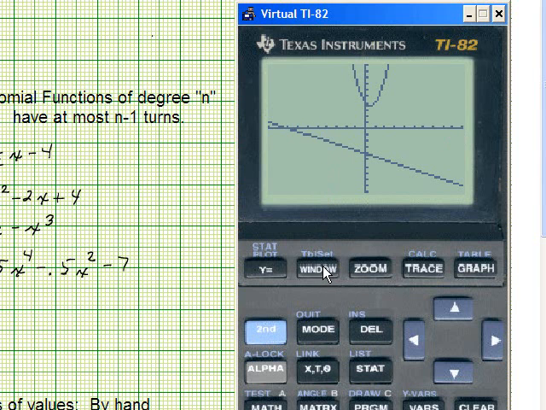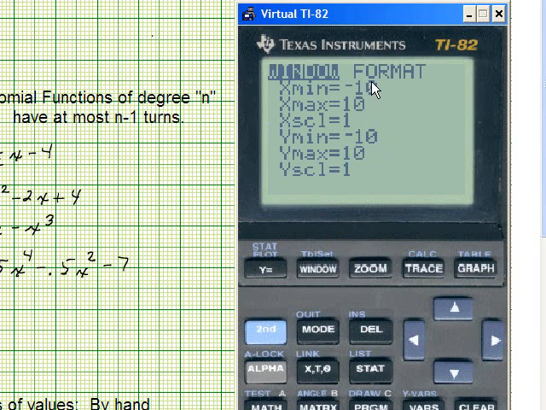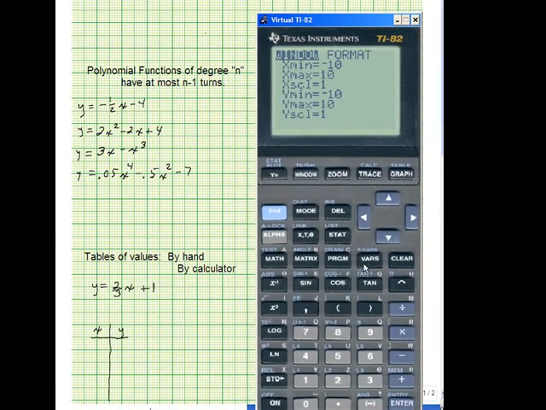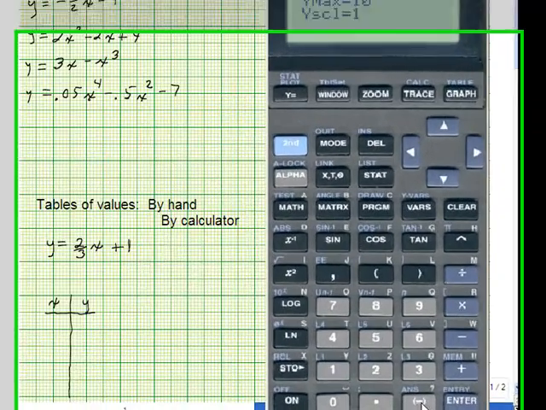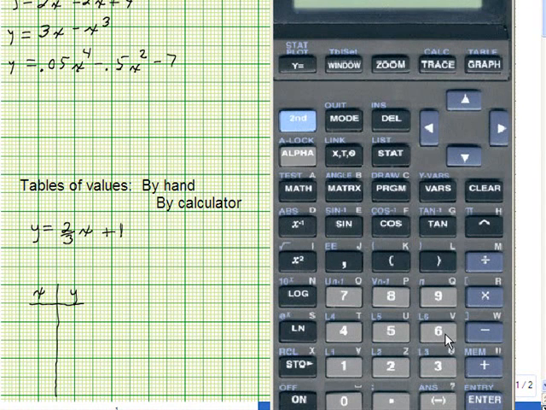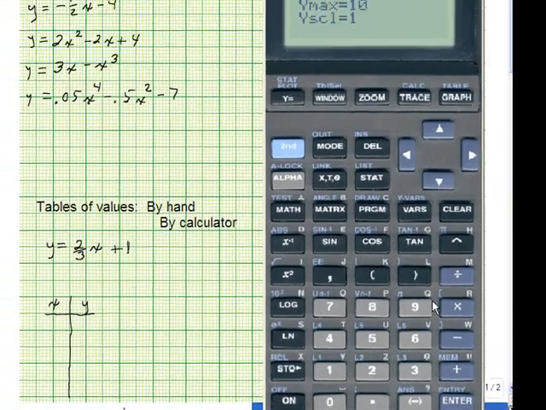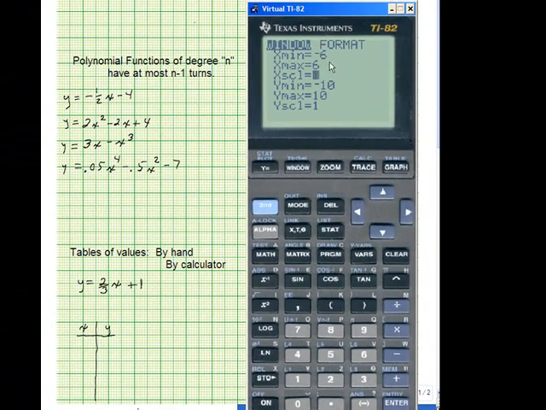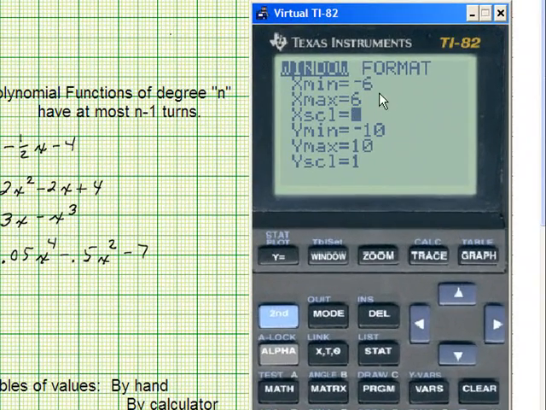I hit the window key, and instead of taking my x all the way from -10 to 10, I'm going to cut back on that a little bit. I'm going to take my x from -6 to 6 and just hope that that's enough. Whoops, that didn't do it. Window, you have to arrow down first so that you're on the first one. Then hit -6, enter, 6, enter. Now my X window should be much bigger spaced.